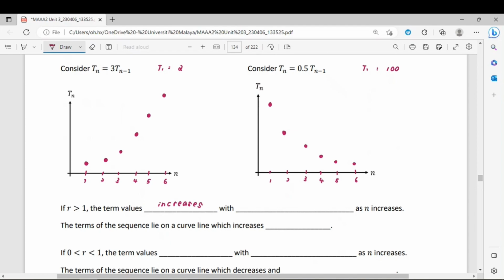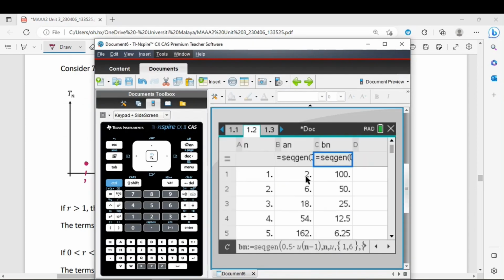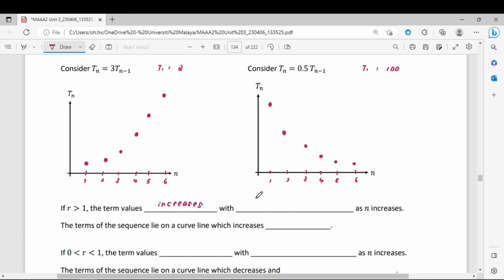It's not constant, right? For example, if you go back to your sequence, you can see that the difference between 2 and 6 is actually 4, right? So 6 to 18 is 12. Then 18 to 54 is 36. Then after that, it's even getting larger over here. So that's why this is called increases with increasing rate, which means that you are increasing, but the difference of your increment is getting bigger and bigger.